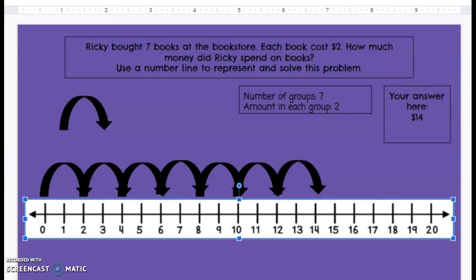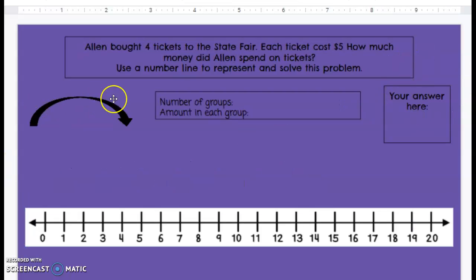That's how you do a problem like this, and then this is what yours looks like. So you're going to move your arrows, you're going to tell me how many groups, how many in each group, and then you're going to write your answer.